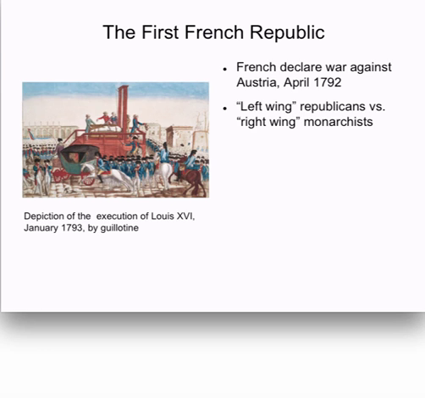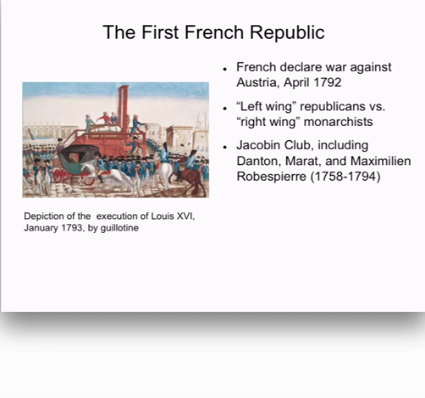And so if you ever hear a political commentator on CNN, for example, use the term left-wing or right-wing, these terms come from the French Revolution. A left-winger is someone who's more liberal or radical, whereas a right-winger is someone who's more conservative or traditional. The leadership of the left wing belonged to a group of men who united in an organization called the Jacobin Club, which included Danton, Marat, and another very fiery revolutionary leader named Maximilien Robespierre.